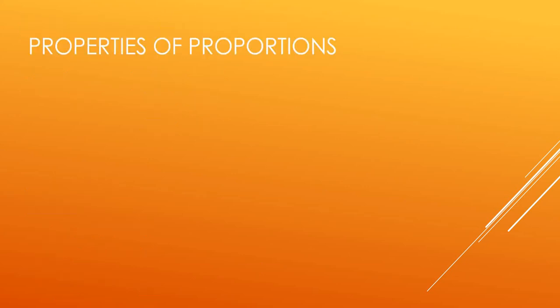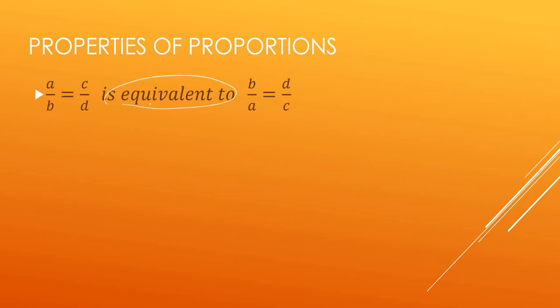The last thing we're going to do is look at some properties of proportions. What can we do with them? So if I have a proportion A over B is equal to C over D, we can create an equivalent proportion by flipping them upside down. B over A equals D over C. Let me give you an example. If 1/2 equals 3/6, we can create an equivalent proportion by writing 2 over 1 equals 6 over 3.